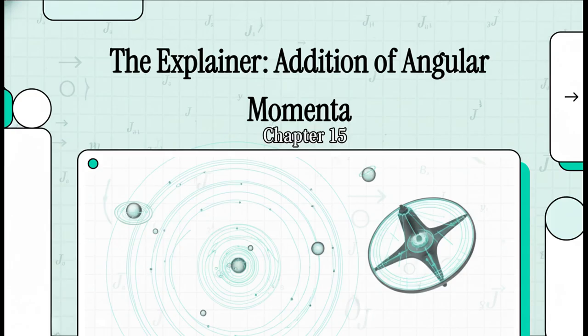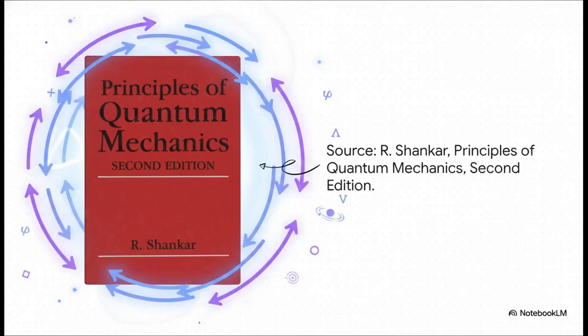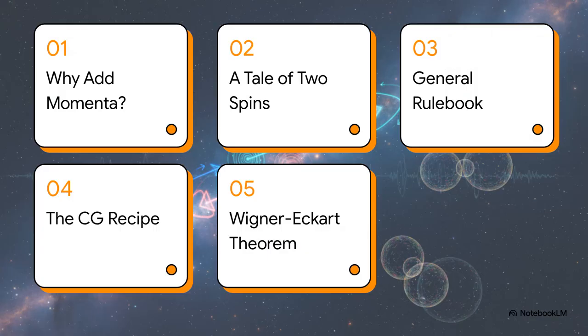It's way more interesting than that, and to guide us, we're going to be diving into chapter 15 of a real classic textbook. And that book is none other than R. Shankar's Principles of Quantum Mechanics. I mean, this is the book for generations of physicists, so we are in very good hands as we start to unpack all this. Okay, so here's our game plan.